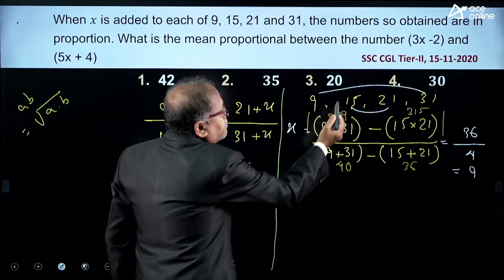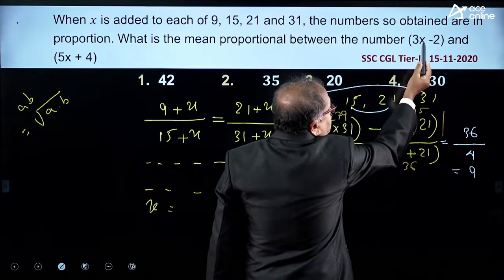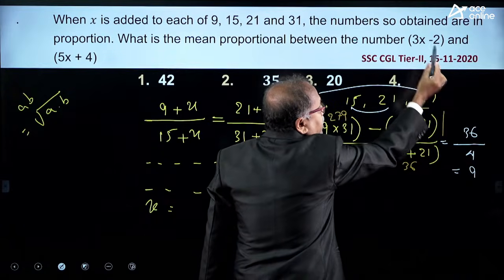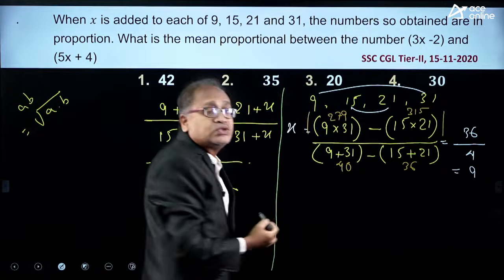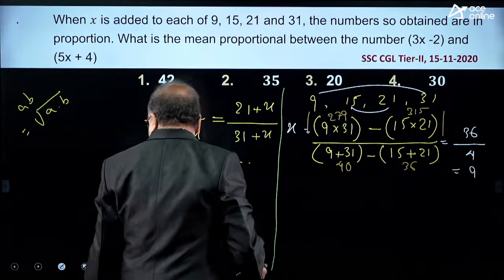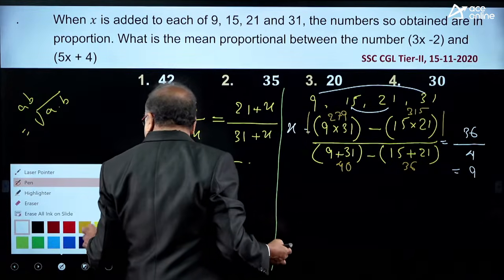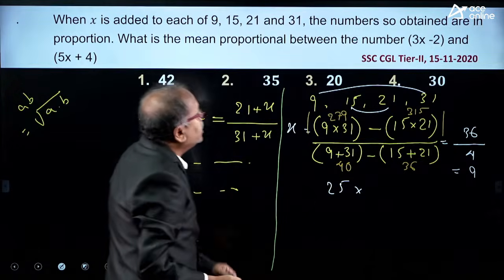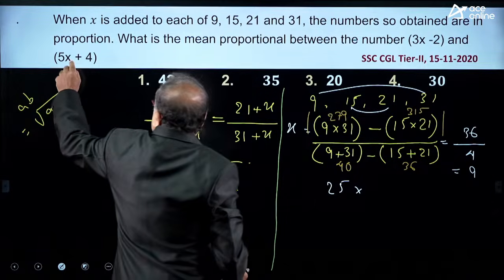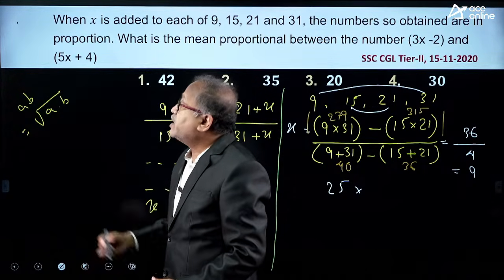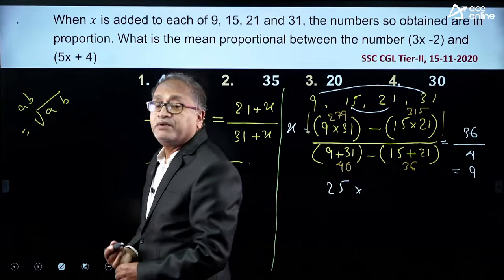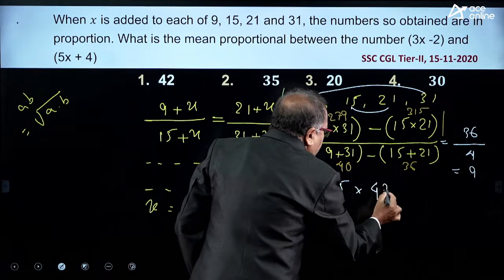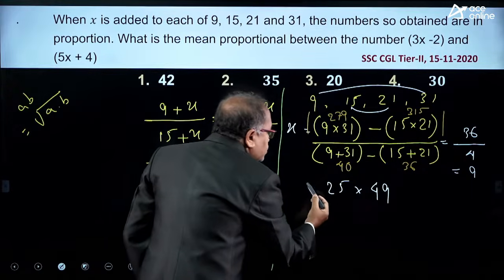Now I will come to the number here. That is, the number is 3x minus 2. So that is 9 into 3 is 27, and 27 minus 2 comes 25. So one number is 25, and the other number is 5x plus 4, where x is 9. So 9 fives are 45, and 45 plus 4 is 49. So it is 49, and I need the mean proportion of these two.